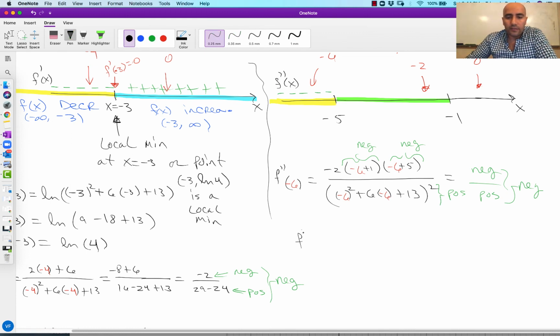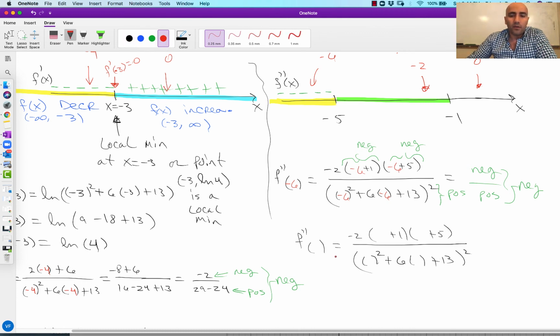We want to figure out the second derivative of something equals -2 times something plus 1 times something plus 5 all over something squared plus 6 times something plus 13. All of that gets squared. And so this will be equal to, evaluating this at -2, -2, -2, -2, and -2. Again, the denominator is easy. It's always positive because it's being squared.